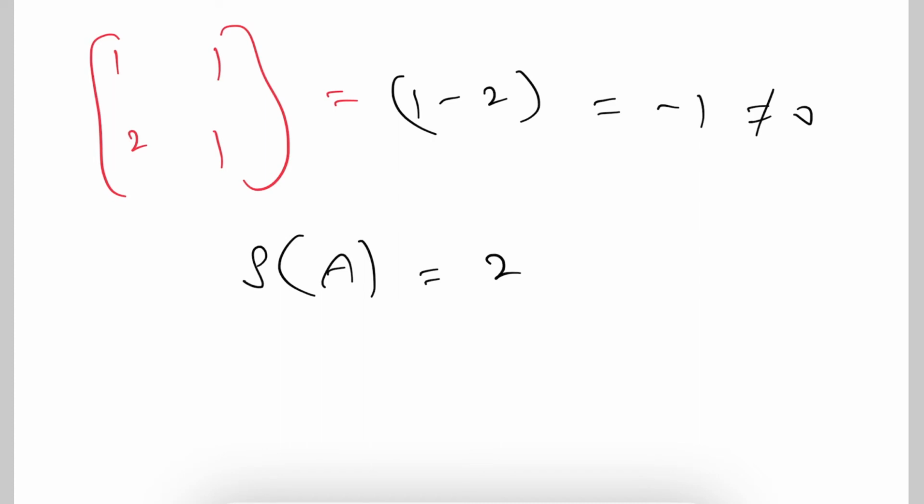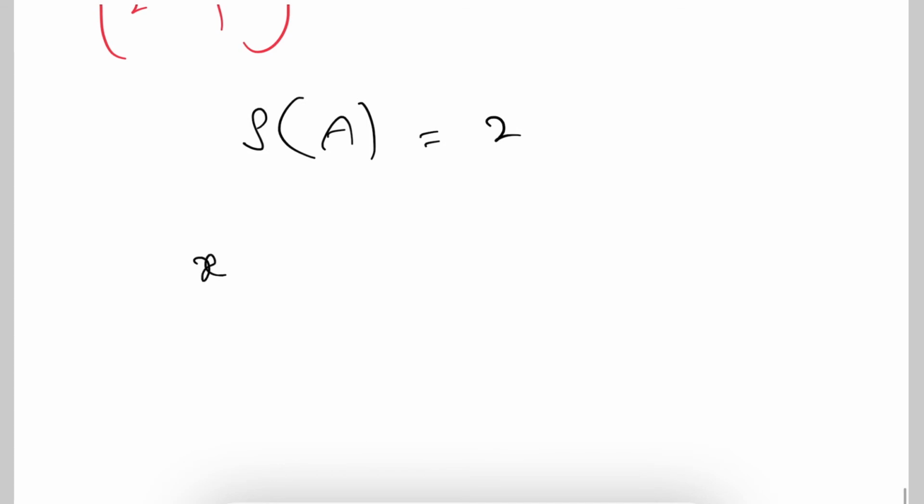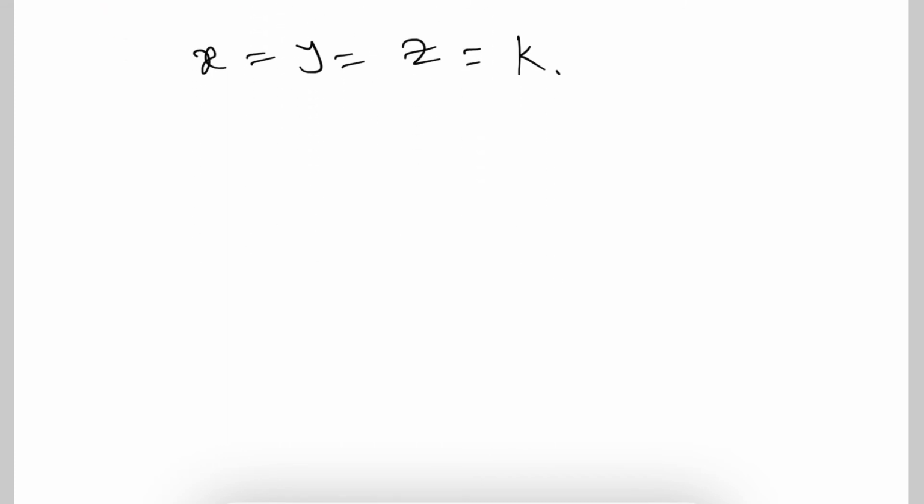So here we got rank as 2. Then the system will be having non-trivial solutions. So what will it be then? X is equal to, Y is equal to, Z is equal to some constant K. Okay, then let's move to the last question.